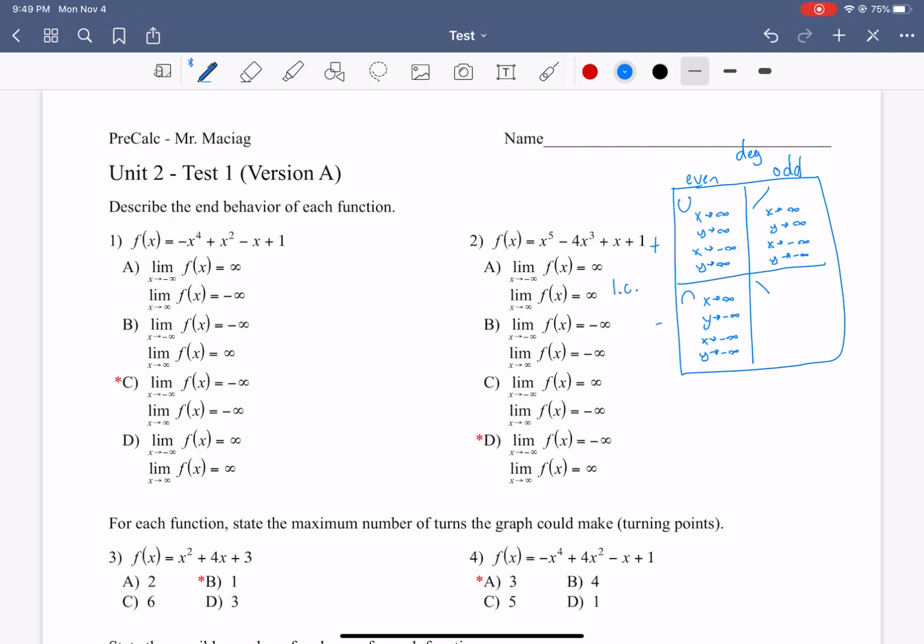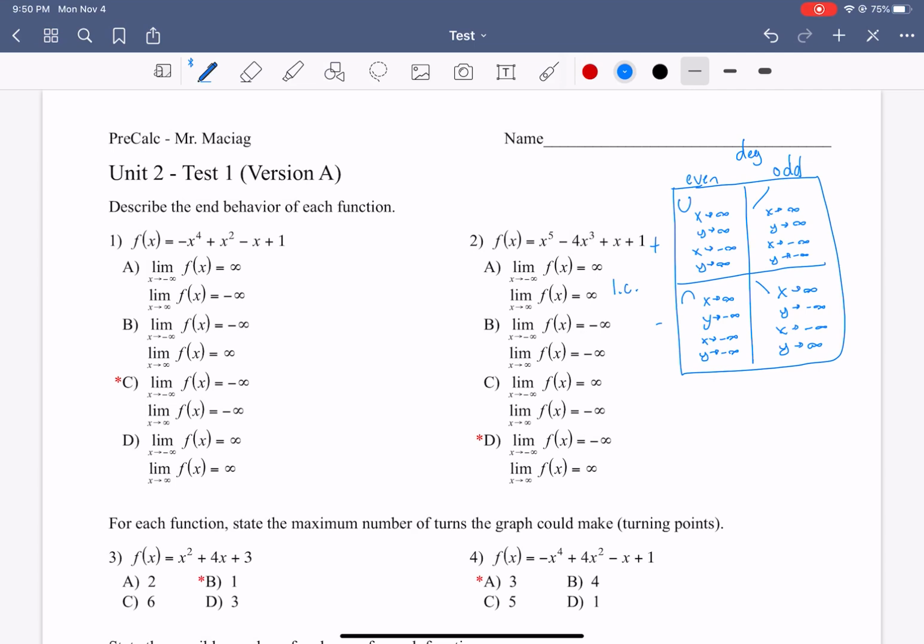We could always just graph these and zoom out enough to see what happens. But we could also do this in other ways. As x goes to the right, if we had an odd function that had a negative leading coefficient, our y will go down. As x goes to the left, our y will go up. So let's try to use this in practice.